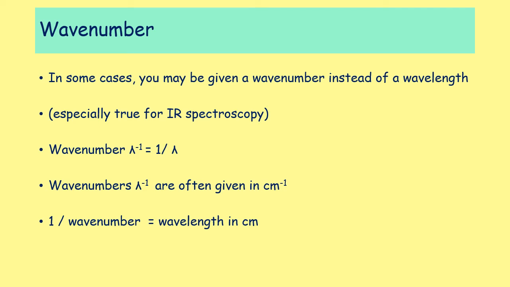So if you divide the number 1 by your wave number, you will get a wavelength in centimeters. So to turn wave number into wavelength, just divide 1 by the wave number. Now that will give you an answer in centimeters. To turn centimeters into meters, you then divide by 100, and then you can do your equation using meters.